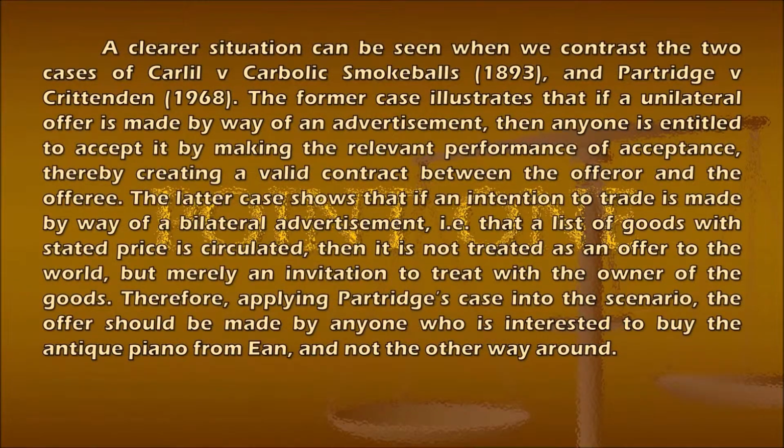Point 1. Body paragraph 2. A clearer situation can be seen when we contrast the two cases of Carlill versus Carbolic Smoke Ball Company, 1893, and Partridge versus Crittenden, 1968. The former case illustrates that if a unilateral offer is made by way of an advertisement, then anyone is entitled to accept it by making the relevant performance of acceptance, thereby creating a valid contract between the offerer and the offeree.